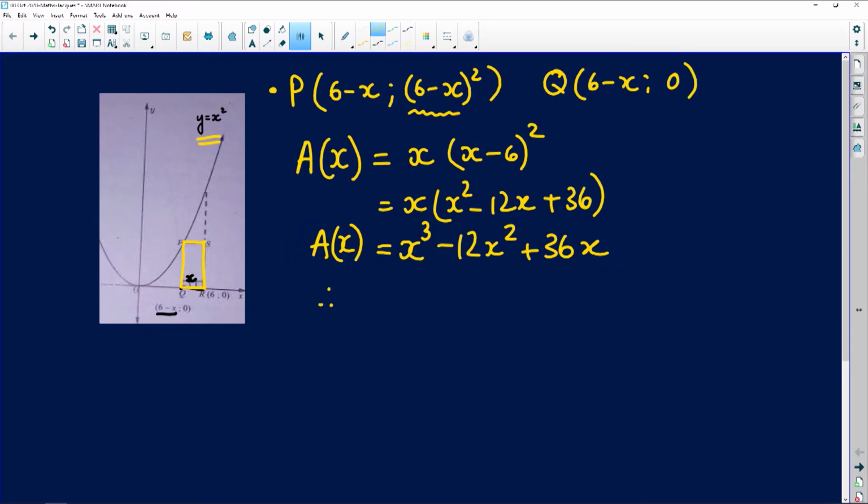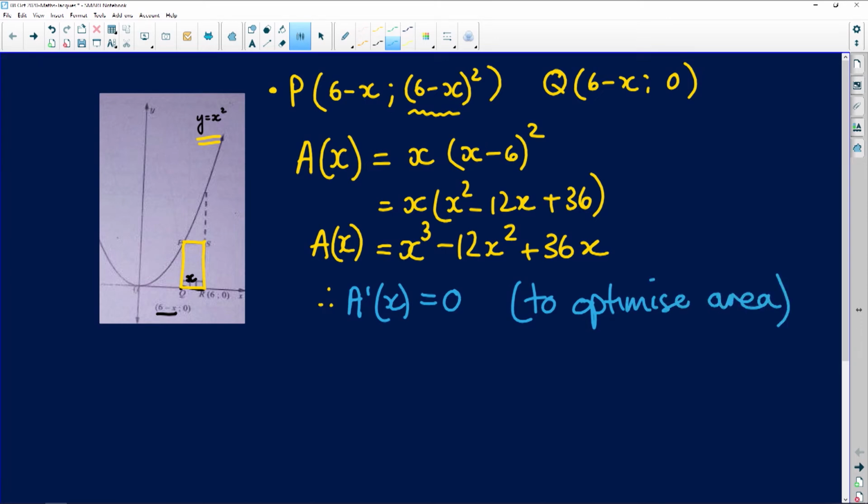So let's do that. We go into phase 2 of the problem. A prime x is equal to 0, and if you want to be really fancy, you can say to optimize the area, because the area is given to you as a cubic function. So that gives us 3x squared minus 24x plus 36, which is equal to 0. I can clean this up a little bit. I can divide by 3, so I get x squared minus 8x plus 12, which is equal to 0.